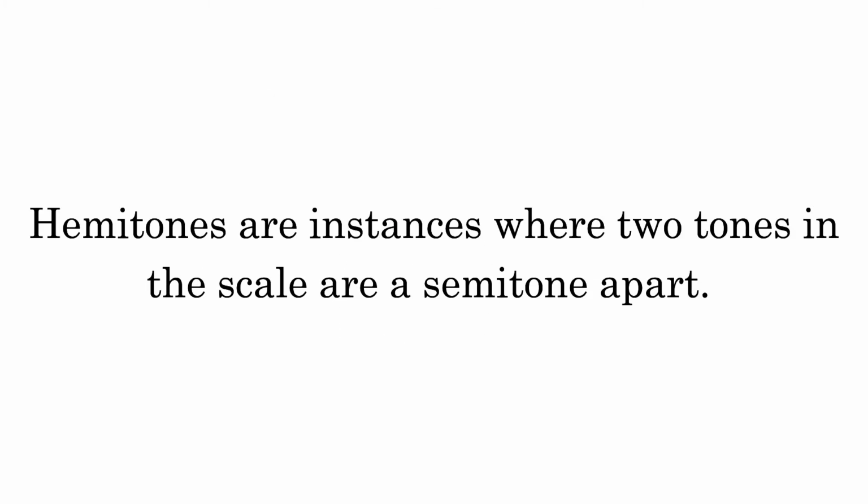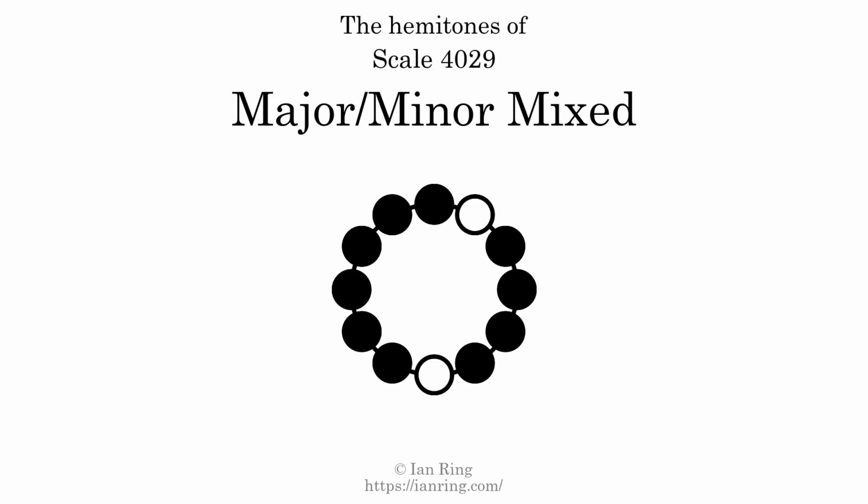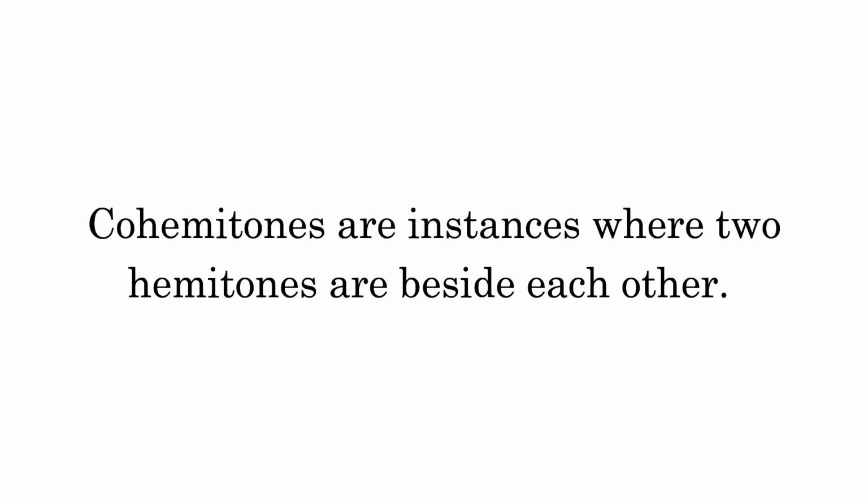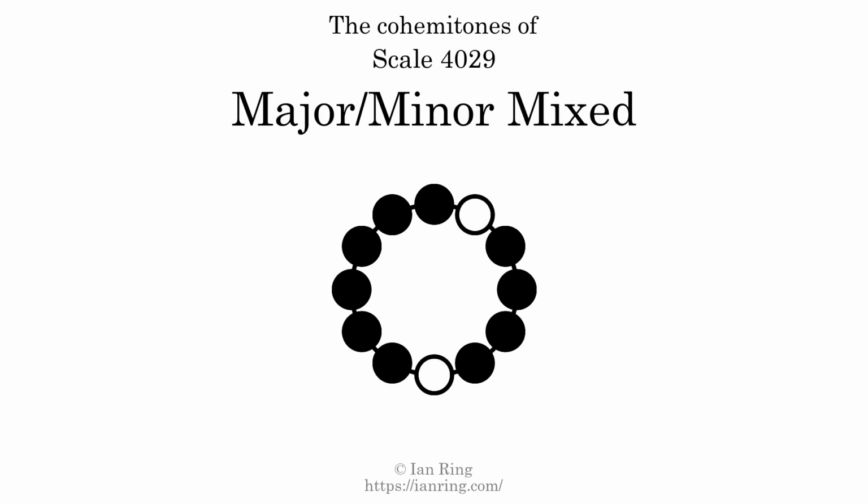Here, hemitones are instances where two tones in the scale are a semitone apart. This scale has 8 hemitones. They are at positions here, here, here, here, here, here, here, and here. Cohemitones are instances where two hemitones are beside each other. This scale has 6 cohemitones. They are at positions here, here, here, here, here, and here.